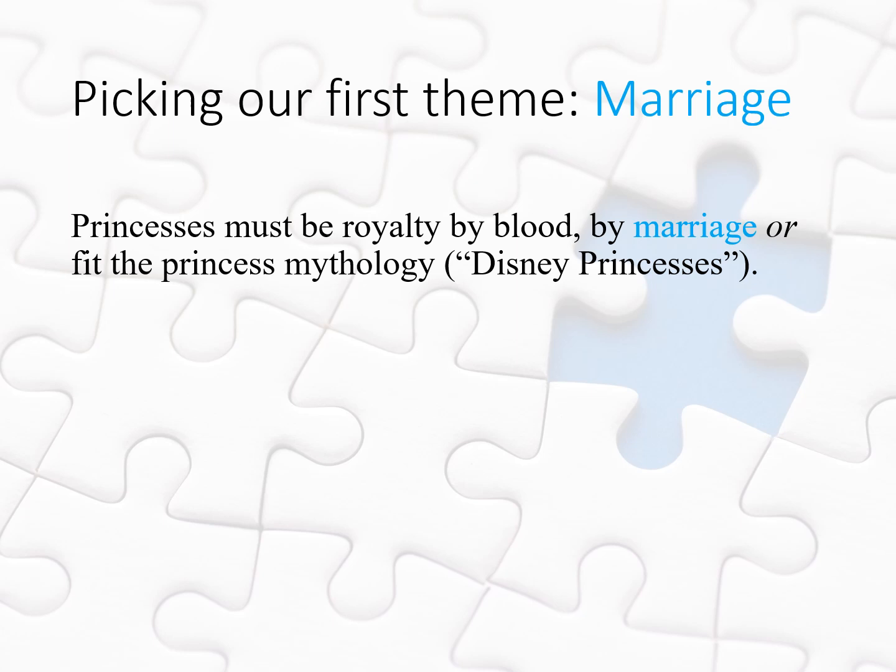Now looking over this sentence, princesses must be royalty by blood, by marriage, or fit the princess mythology, I'm kind of inspired with that marriage idea. Marriage is a big thing with princesses. They're all either running toward marriage, such as the early classic Walt princesses. Cinderella, that's how she gets saved. Snow White wants her handsome prince. Aurora wants to be married to unite her kingdoms. Or they're running from it, like Mulan and especially Merida. You know, the whole point of Brave is her wanting to be her own princess. Heck, even Aladdin is her deciding who she marries. Marriage is a dominant theme for these various characters.